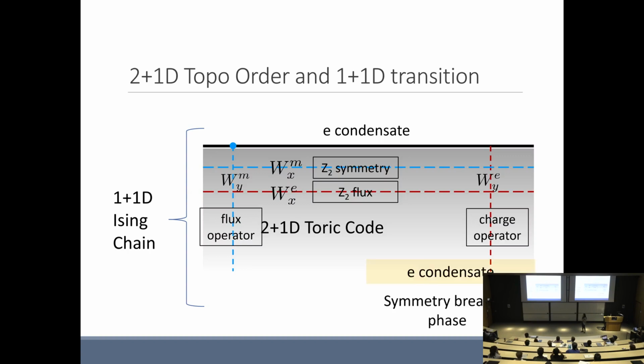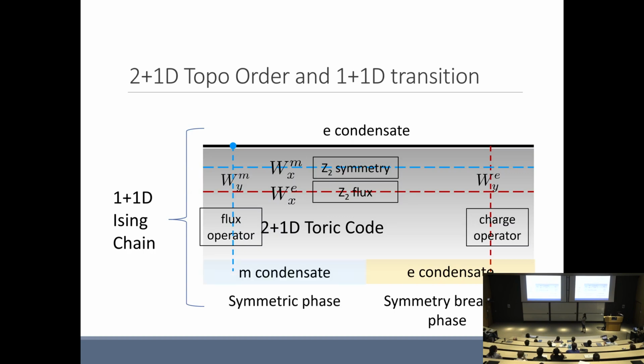Okay. And then we can start talking about what can happen on the bottom boundary. And the bottom boundary, we can do something simple. For example, we can again condense the E particle. And when we condense the E particle, we can use the identification of the charge operator and the flux operator to see that if the E particle is condensed both at the top and the bottom boundary, then this charge operator doesn't cause any energy, which means that the Z2 symmetry is spontaneously broken. This is the symmetry breaking phase.